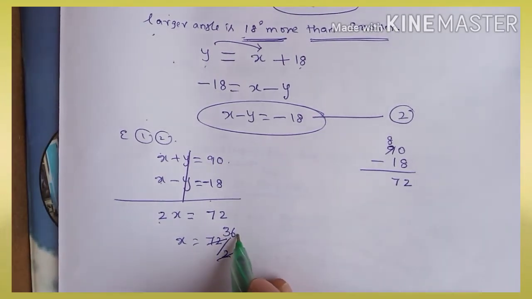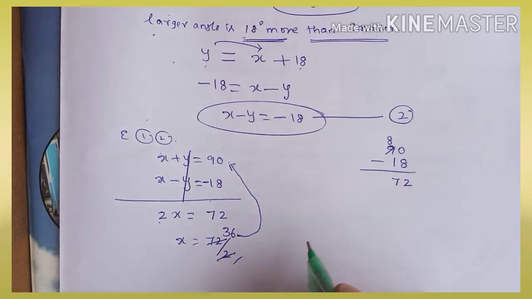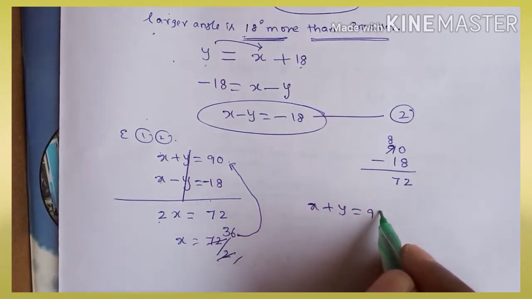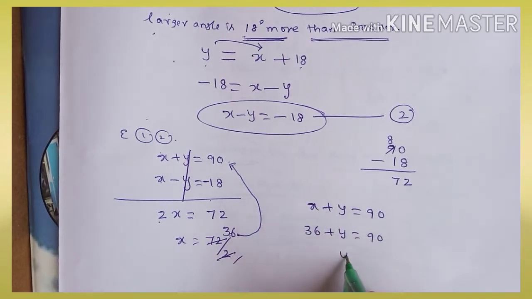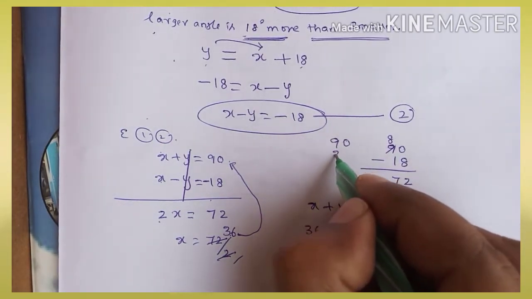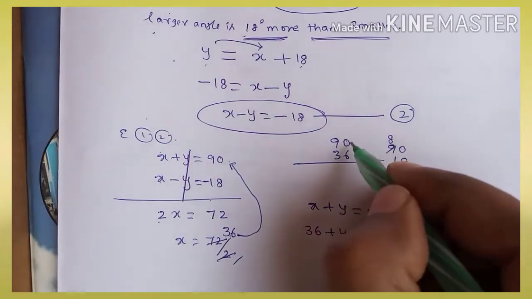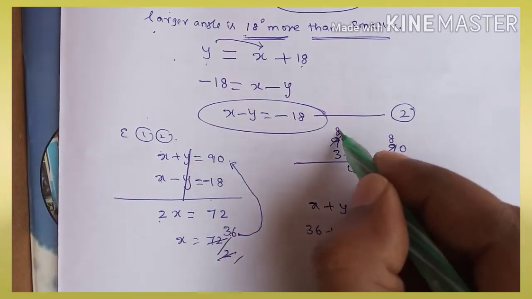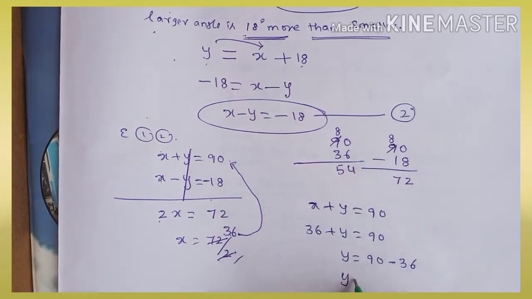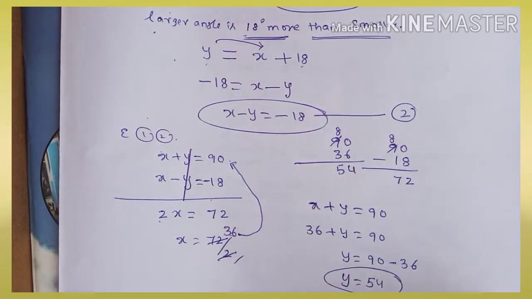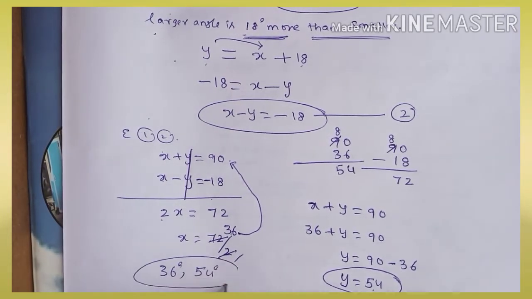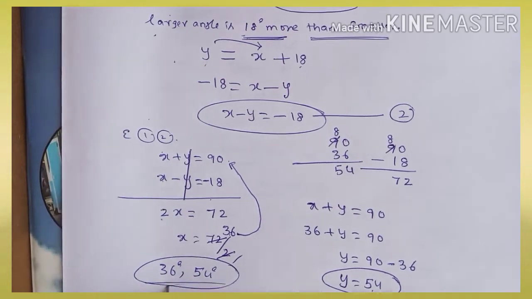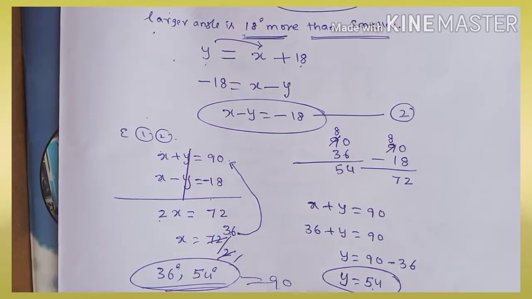Okay, substitute this x value in equation 1. Right, x plus y is equal to 90. X value how much you got? 36 plus y is equal to 90. Then y is equal to 90 minus 36. Subtract the value 90 and 36. 10 minus 6 is equal to 4. Here will be 8. 8 minus 3 is equal to 5. Then value of y is equal to 54. So the angles are, first angle equal to 36 degrees, second angle is equal to 54 degrees. These two addition value is 90, subtraction value is equal to 18.